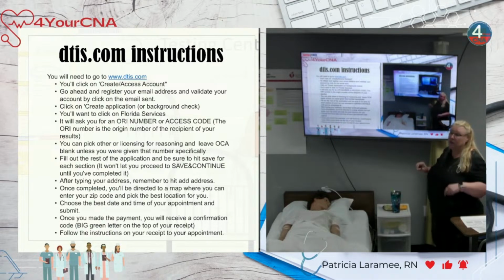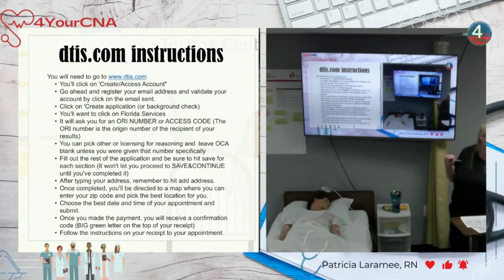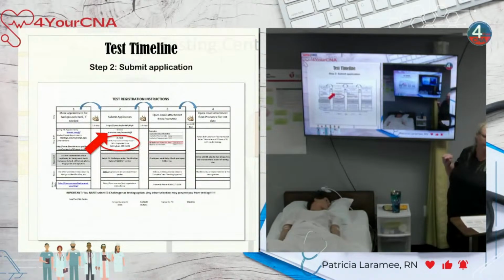Generally speaking, you can get same-day appointments or even next-day appointments. It's going to cost you just under $78 to do your background check. During testing, we do both the written exam and skills. Right. Both written and skills.